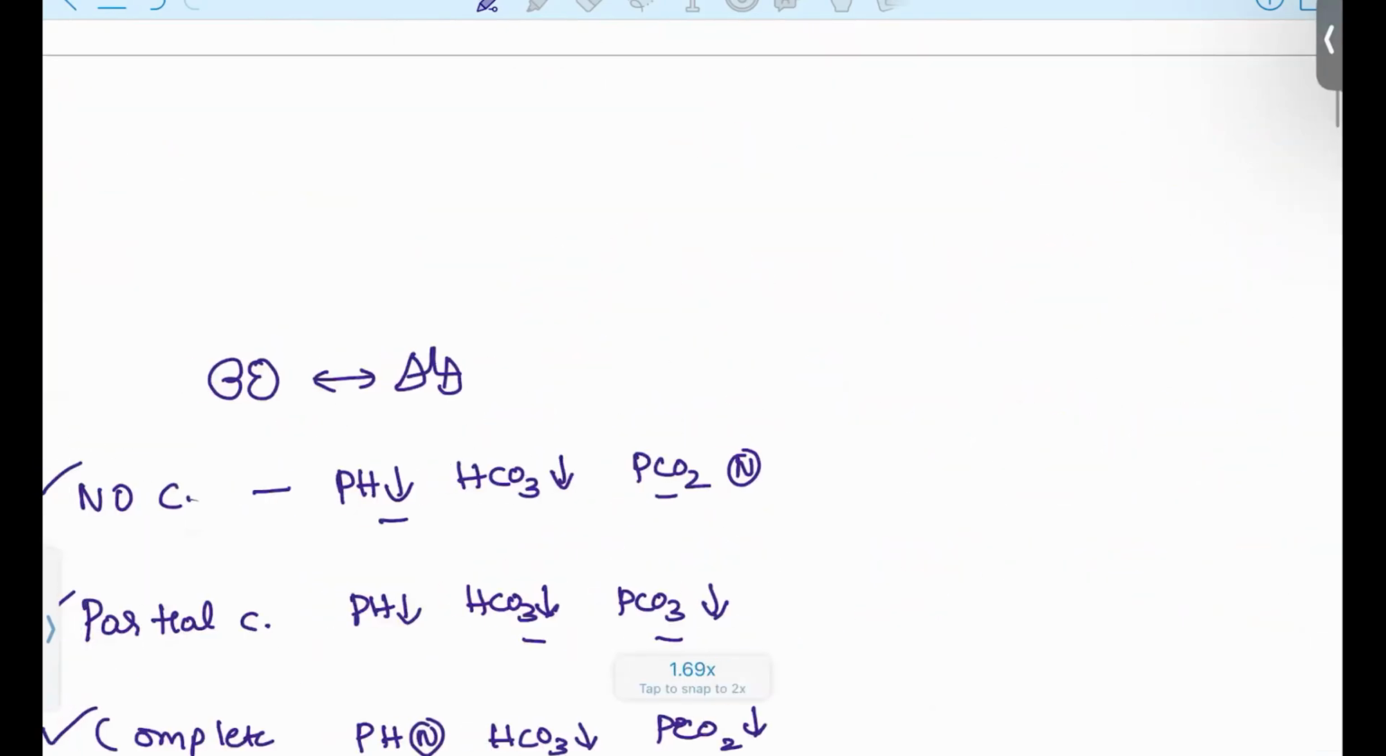Next, you also have the anion gap. What is this anion gap? How can we calculate it? The formula for the anion gap is sodium minus chloride plus HCO3.